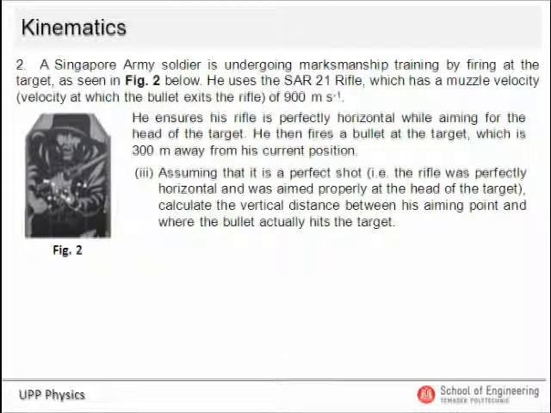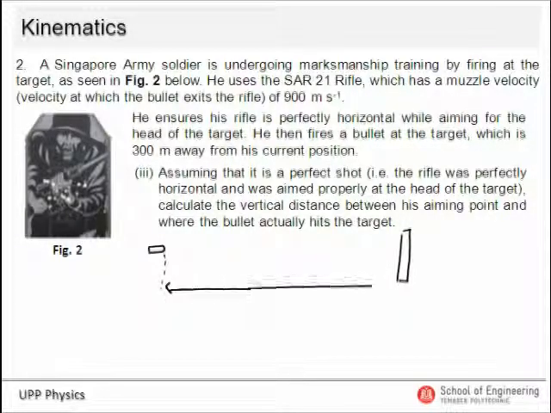Again, let's draw a diagram to show what is actually happening in this question. So, let's assume this is the bullet and the target is here. The bullet is 300 meters away from the target. And what happens is the bullet does not travel in a straight line. In fact, it is traveling in a parabolic path. So, what is the parabolic path? This is the parabolic path, something like this.